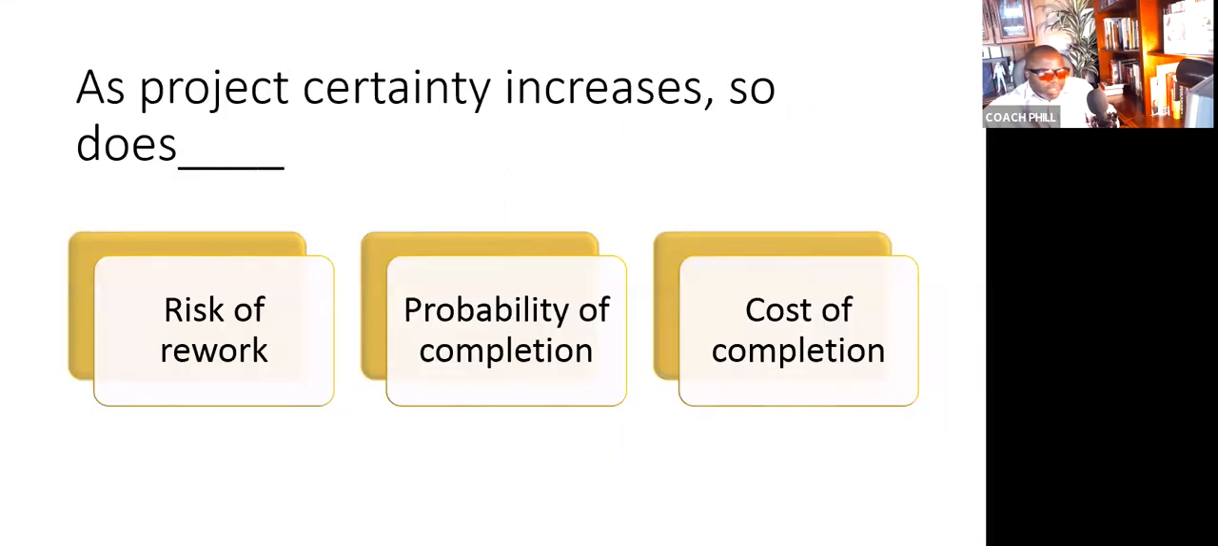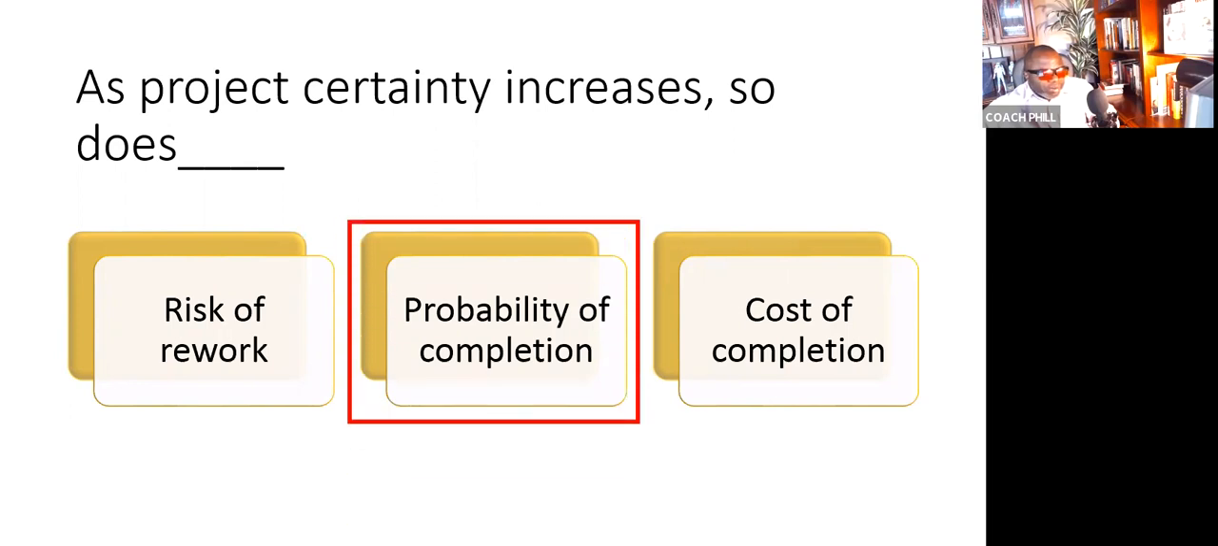Next question. As project certainty increases, so does what? 3, 2, and 1. The answer to this, my friends, is probability of completion. It wouldn't be risk of rework. That would decrease. And it wouldn't be cost of completion because you're more certain. So instead, the best answer would be the probability of you getting the project completed.